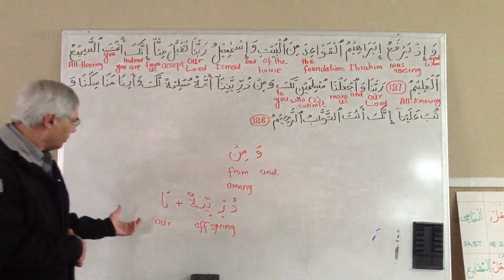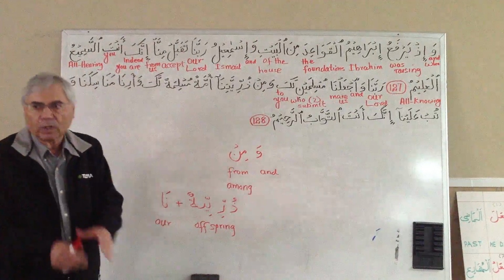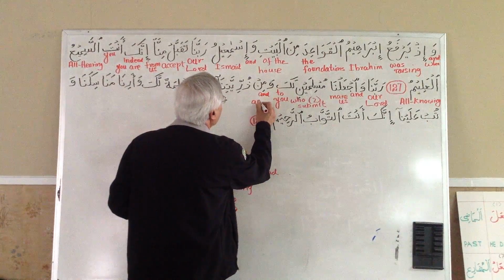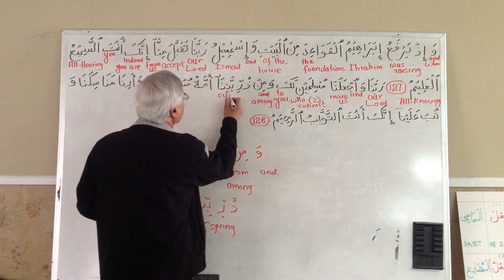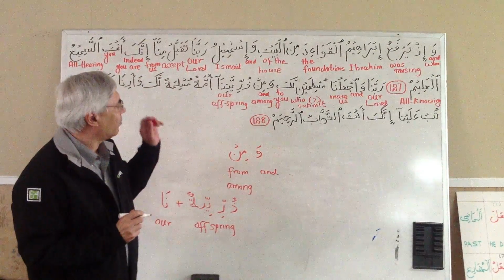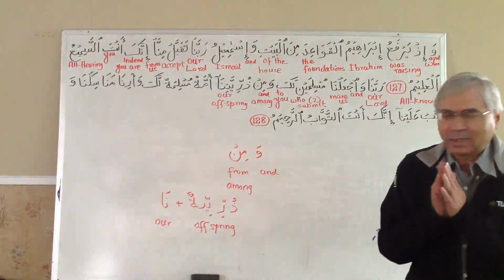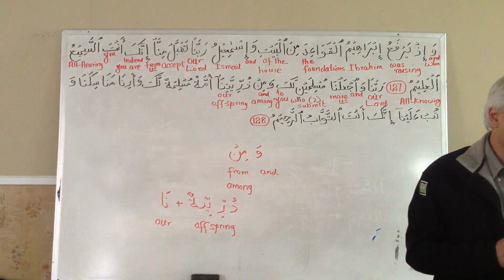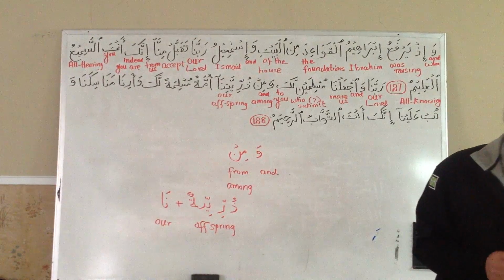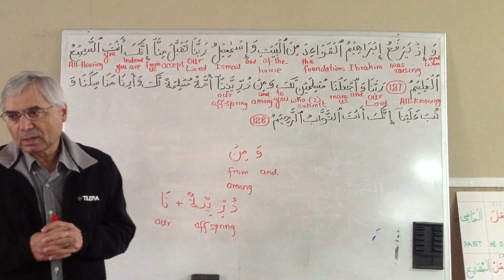Now he is making dua: zurriyatina, our offspring. Min zurriyatina, among our offspring. Also notice this very fine difference here. Why is the word min being used? If he had not said min, he would be saying all our children should be Muslims. But he is saying that among all, some will be there, some will not be. Min means among, not all. So by using this word he is saying that some will be submitting to you.